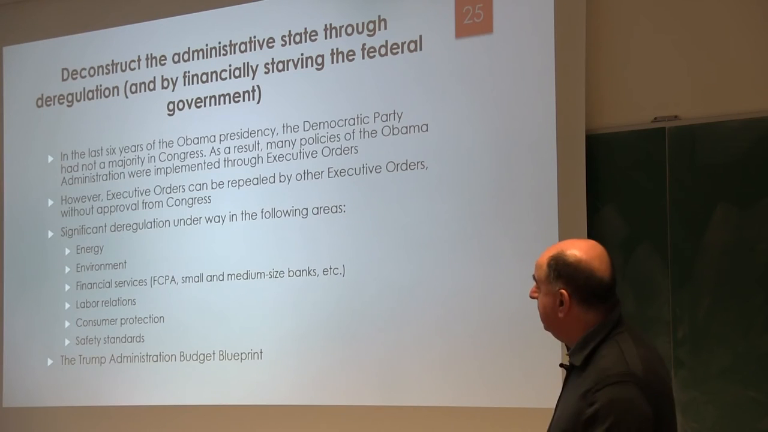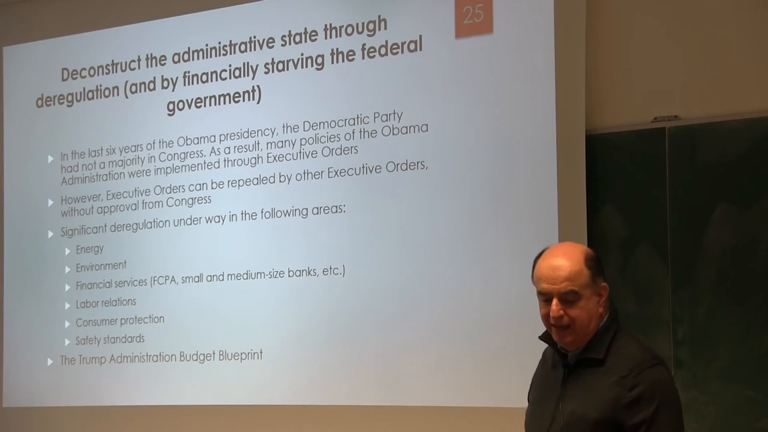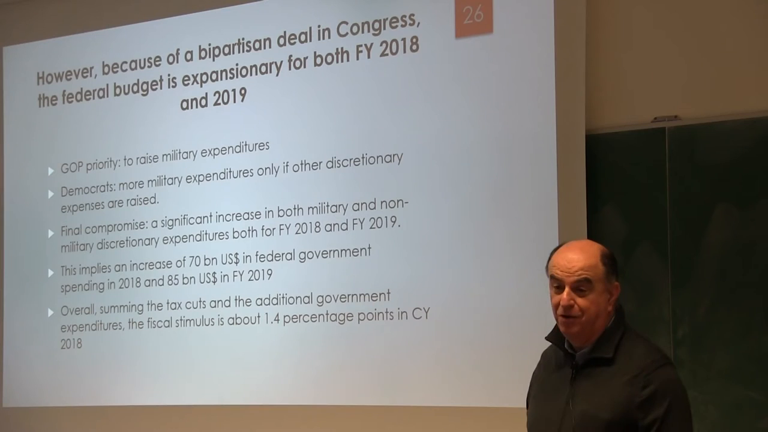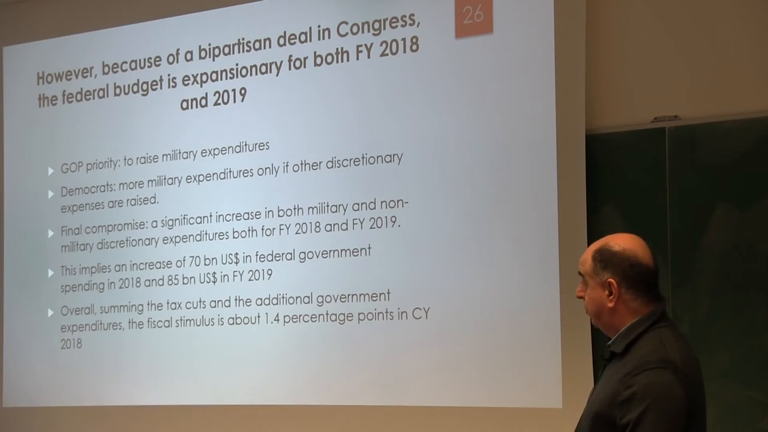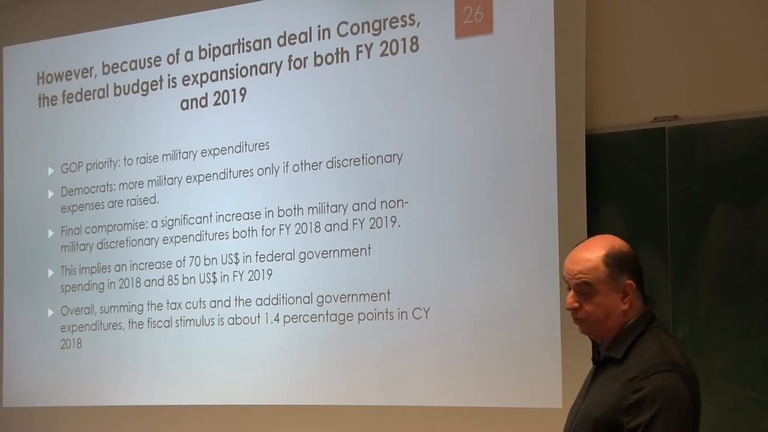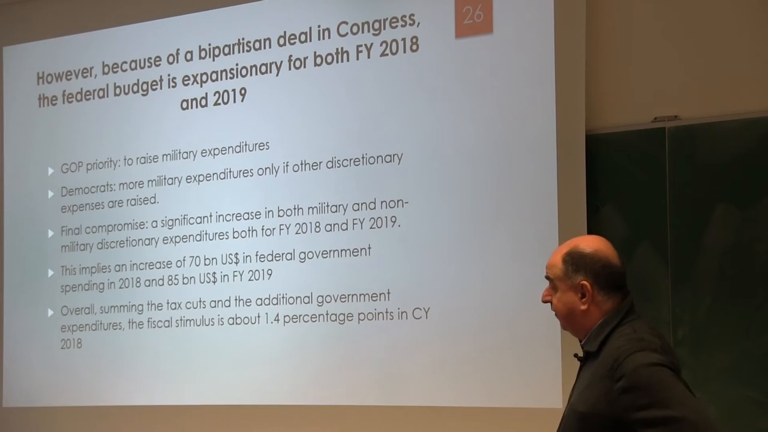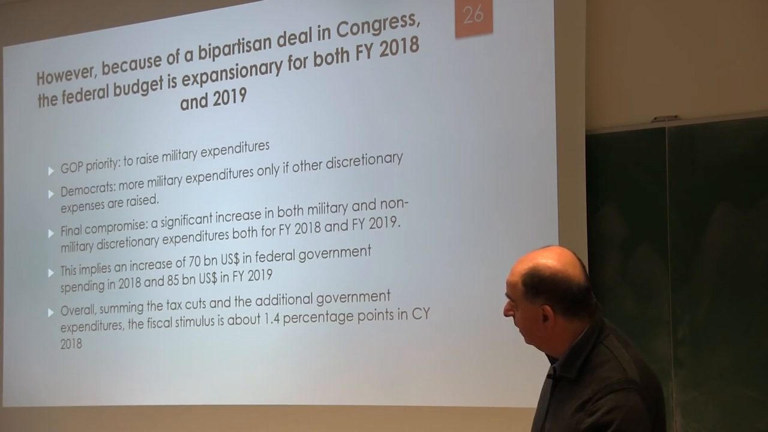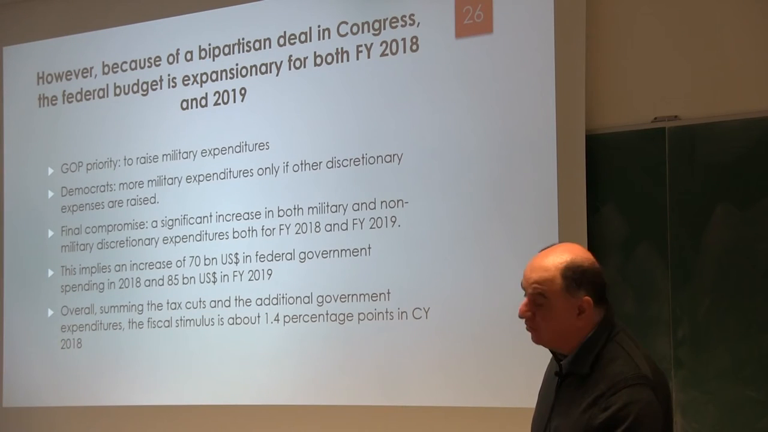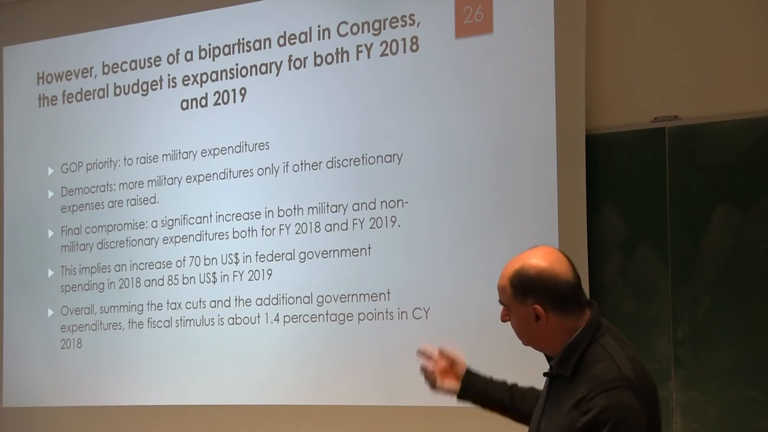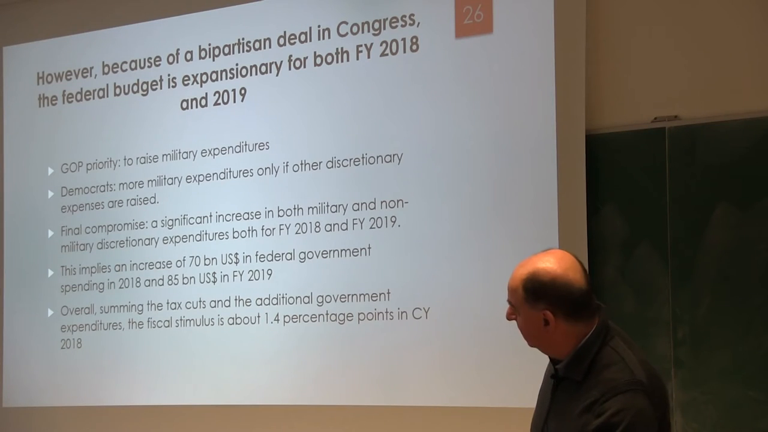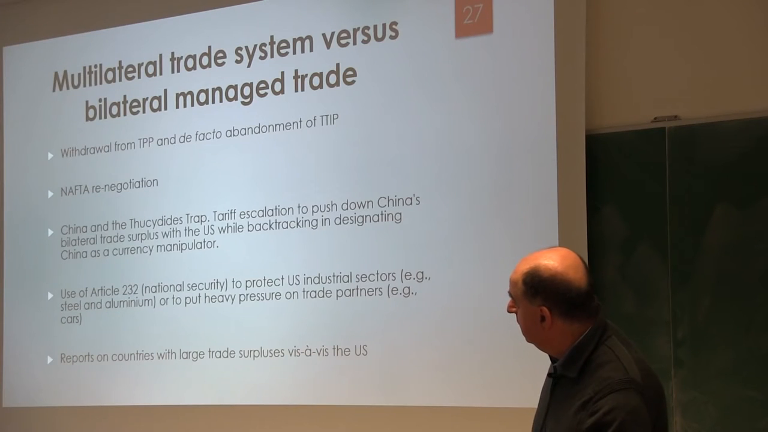One of the things was also a proposal to reduce drastically the non-military discretionary spending, but they failed. The Republicans and Democrats in Congress agreed instead on a quite expansionary budget, both for 2018 and 2019. And therefore, adding to the stimulus of the tax cuts, we have an expansionary budget in a period of already relatively strong economic growth. So, as I will mention later, it is a sort of upside-down Keynesianism that the administration and Congress are carrying out.